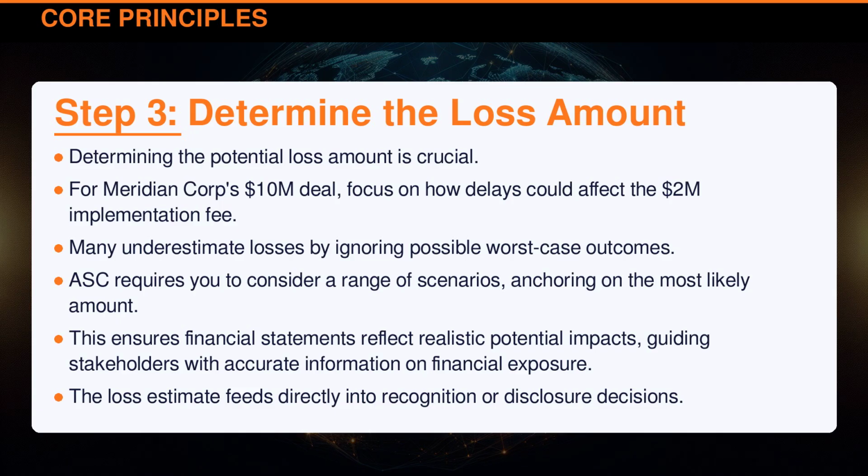Determining the potential loss amount is crucial. For Meridian Corporation's $10 million deal, focus on how delays could affect the $2 million implementation fee. Many underestimate losses by ignoring possible worst-case outcomes. ASC requires you to consider a range of scenarios, anchoring on the most likely amount. This ensures financial statements reflect realistic potential impacts, guiding stakeholders with accurate information on financial exposure. The loss estimate feeds directly into recognition or disclosure decisions.